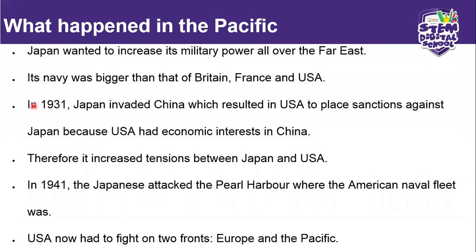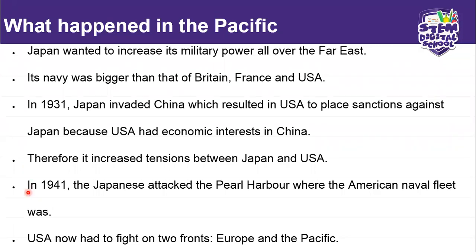In 1931, Japan invaded China, which resulted in the USA placing sanctions against Japan because the USA had economic interest in China. So Japan had the biggest navy, very huge, and wanted to expand into China. But the problem was the United States was also interested in China. Therefore, it increased tensions between Japan and the United States. So that is when the war started between Japan and the United States.